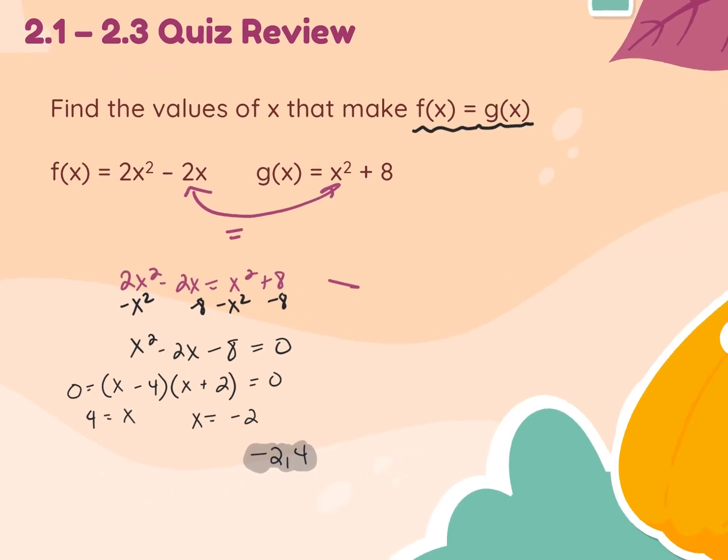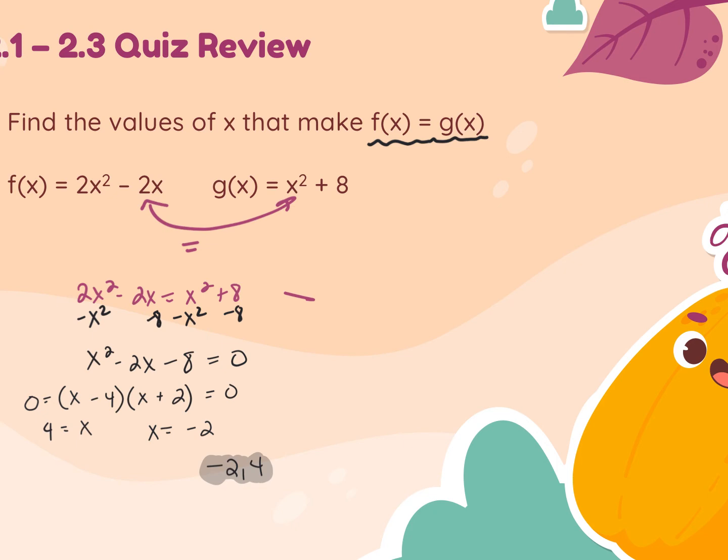Then I get finding the values that make them equal, literally set them equal to each other. As soon as you see a squared and an unsquared, you know you're going to have to get everything to one side. So I moved everything to the left. I factored it. I get x minus 4 and x plus 2. Split and solve it, and you get +4 and -2.